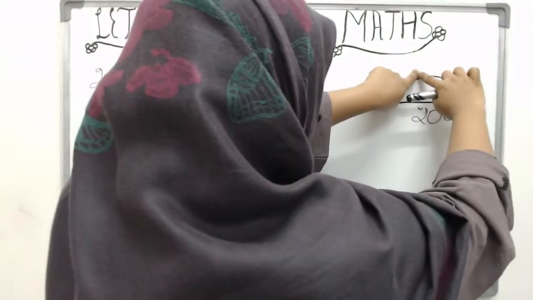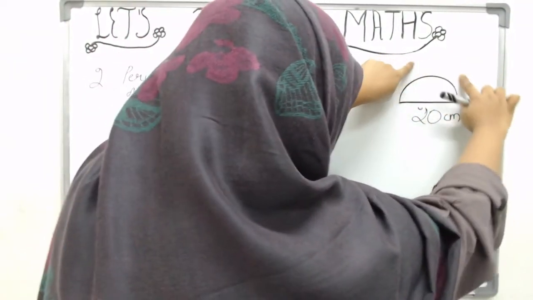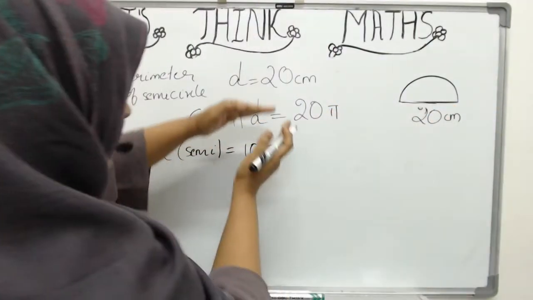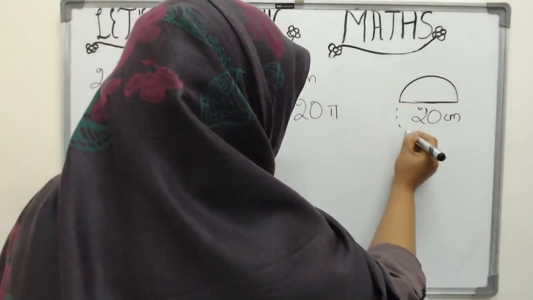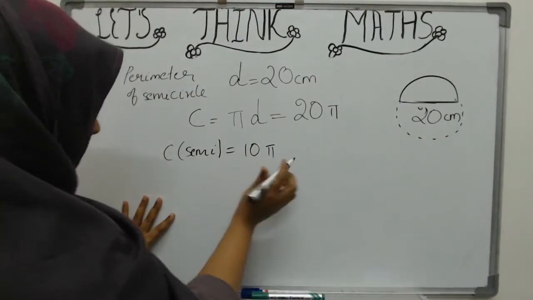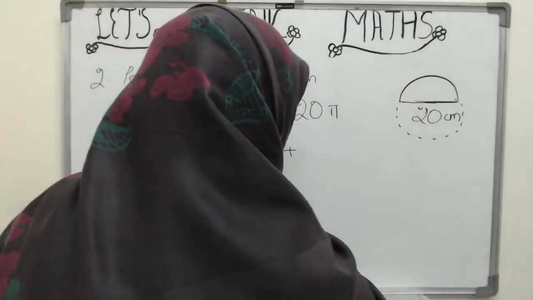They just measure this part. So this is not all you have. You have this and you have this. So what do? Half of the perimeter, because the full perimeter would look like this. Now half of the perimeter, which is 10 pi, plus this 20, because you have this also.